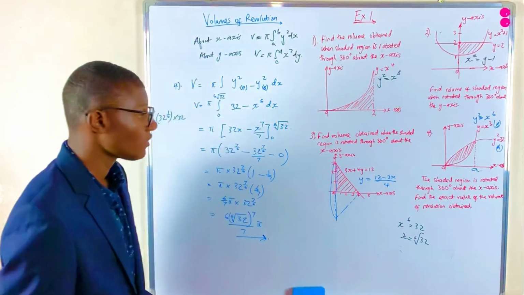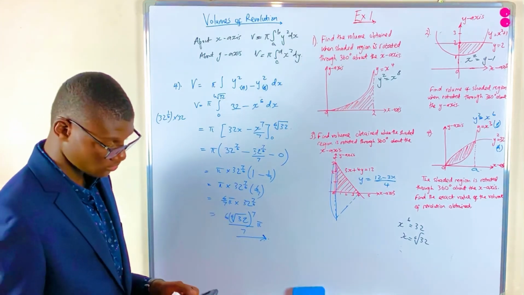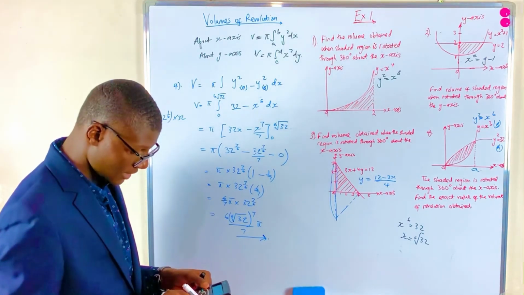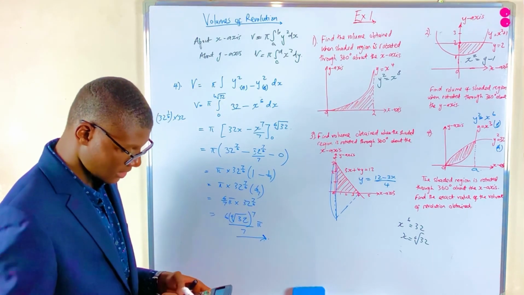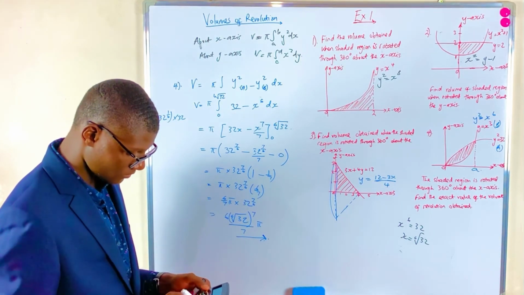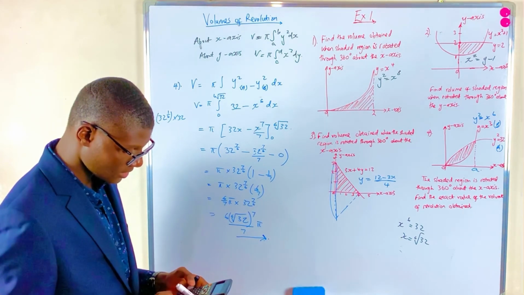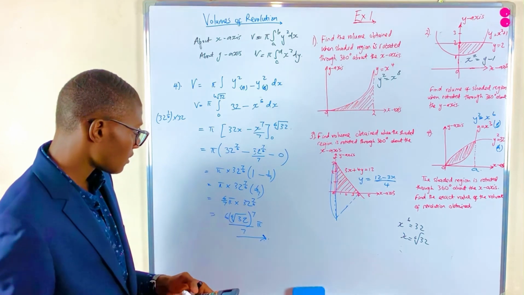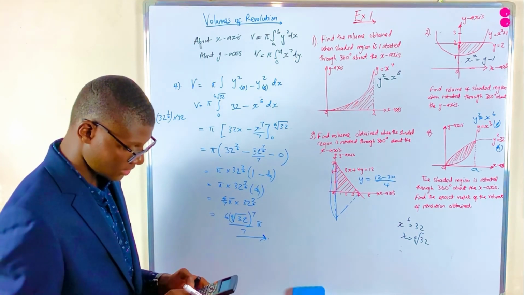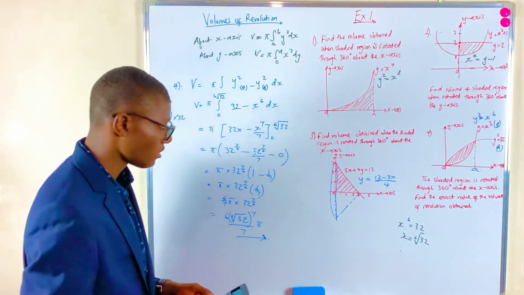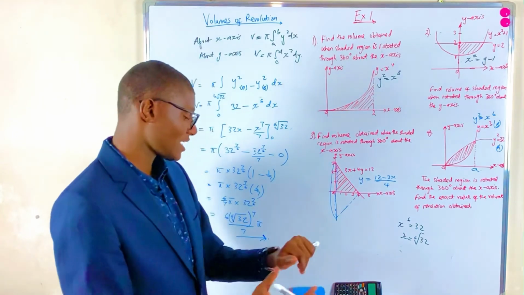It says find the exact value, so we're not supposed to round off anything. We could leave it like that: 32 to the power of 7/6 times 6/7, then times pi. We would rather leave it like that since it is required in its exact form.